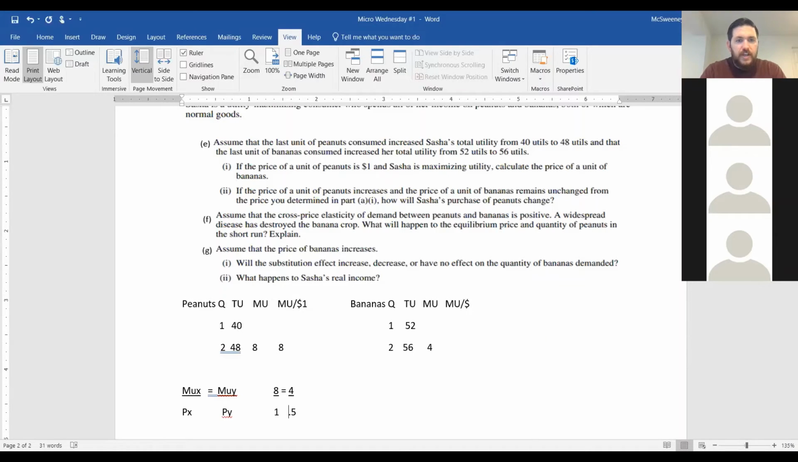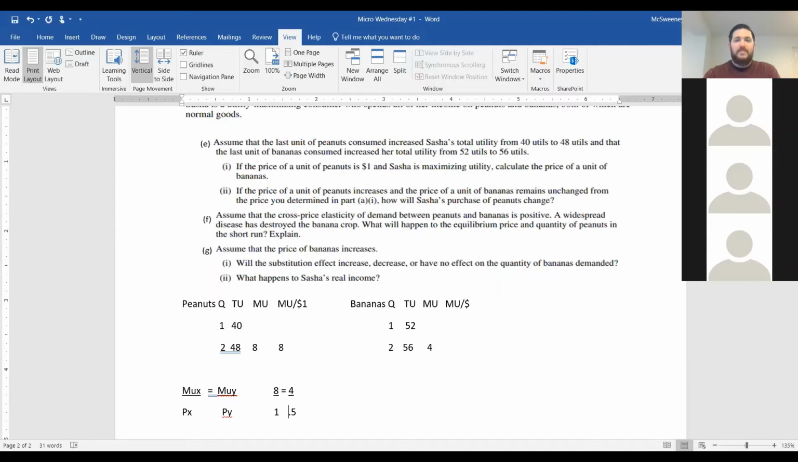Okay, G, assume that the price of bananas increases. Will the substitution effect increase, decrease, or have no effect on the quantity of bananas demanded? Well, again, this is just a law of demand question, right? If the price of bananas increases, people are going to buy fewer bananas. So will the substitution effect increase, decrease, or have no effect? It'll have a decrease, okay?